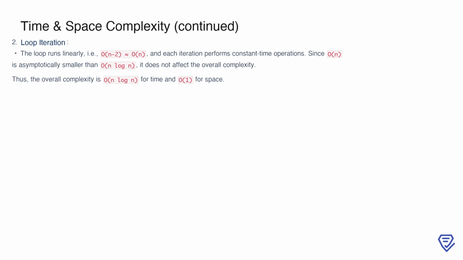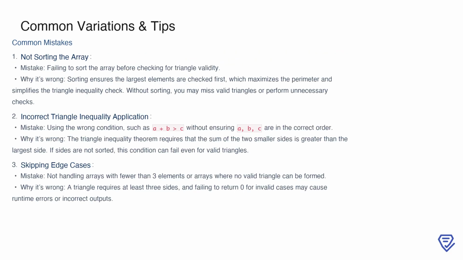As for space complexity, the algorithm performs all operations in place and does not require additional memory, keeping the space complexity at O(1). This makes the solution efficient in both time and space, making it a practical approach for solving the problem. When solving the largest perimeter triangle problem, there are some common mistakes to watch out for.